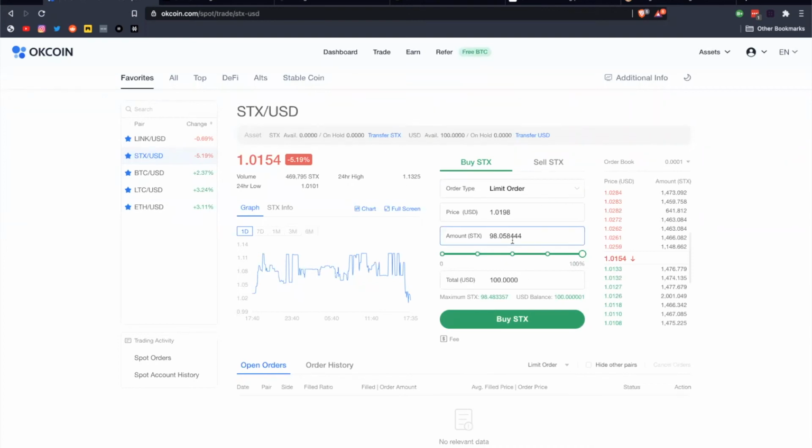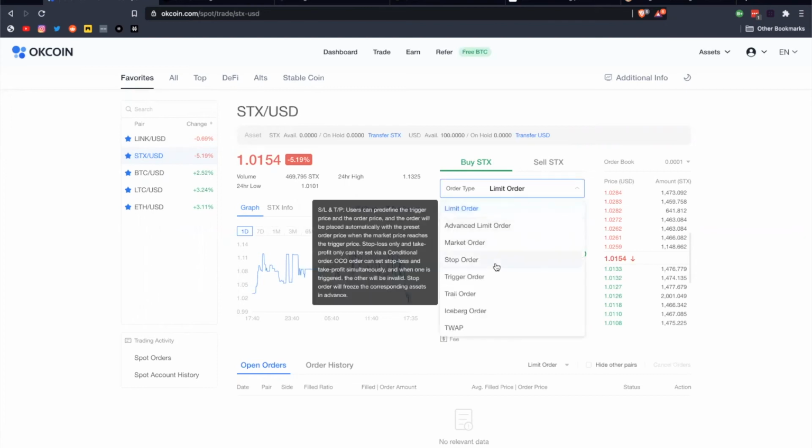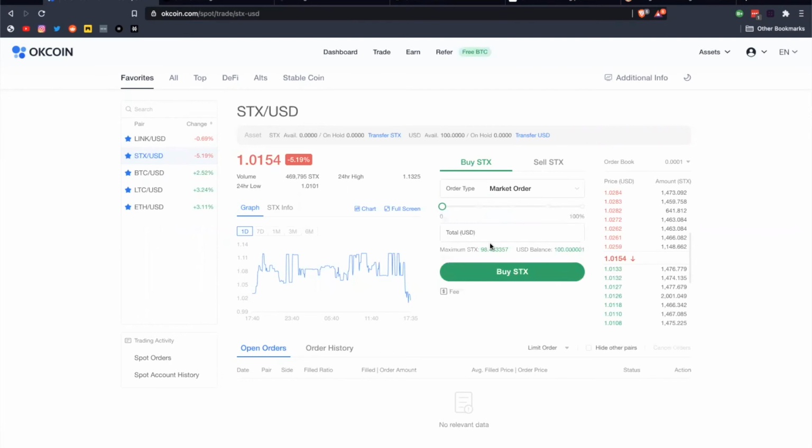So 100 bucks will no longer get you 100 tokens as the price continues to climb. We're going to see more and more instances where it's going to increase in value as the network continues to grow, as buzz continues to grow. So if we do 100 bucks, we'll get about 98 with a market order. Let's buy. Okay, so we have our STX tokens. Now let's go to Earn.